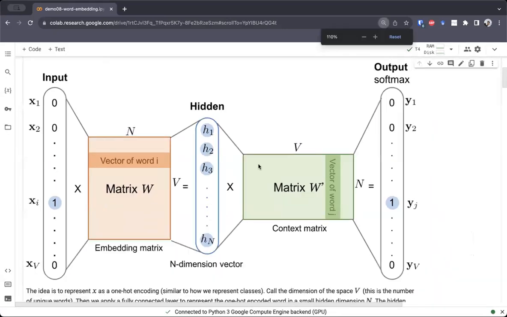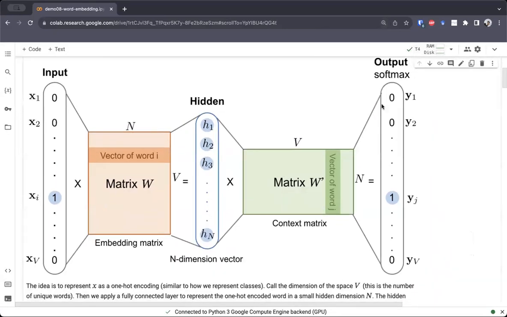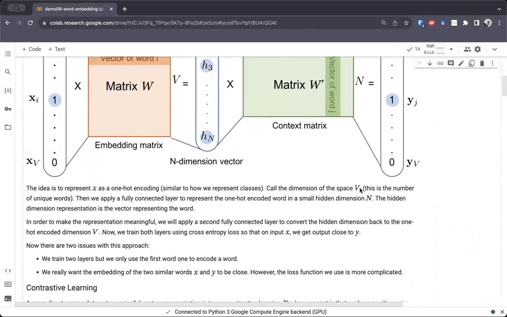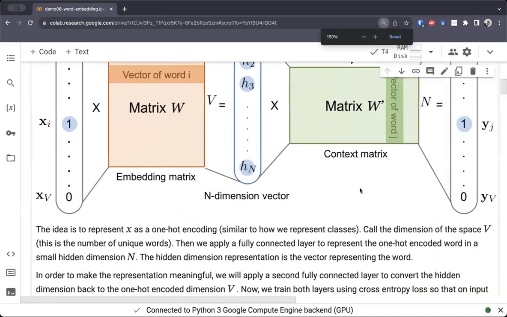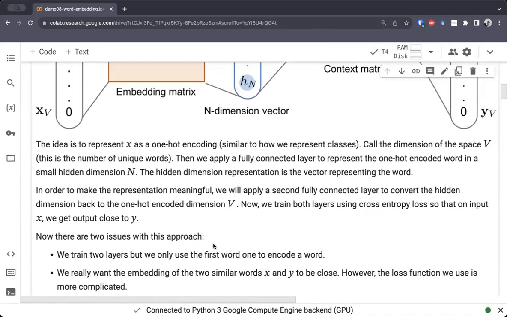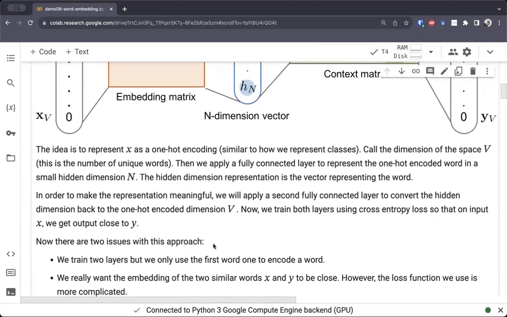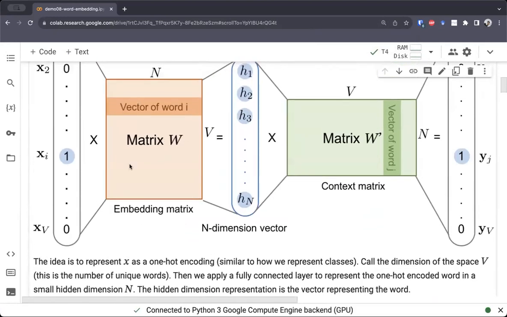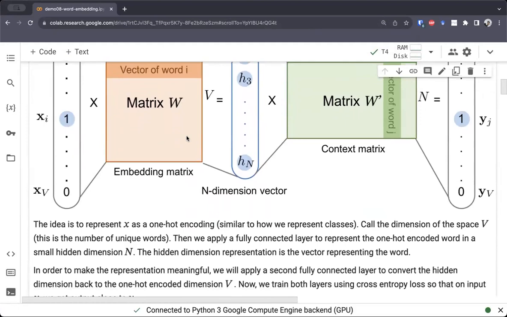Now, this process is quite popular. It's called word-to-vec, and word-to-vec is very common to hear people discuss it. But unfortunately, there are several issues here. The first issue is that we do all this training. We train two fully connected layers, but when we use the representation, we only use the first layer. If I want to convert a word into a vector, I only use this layer to do that process.